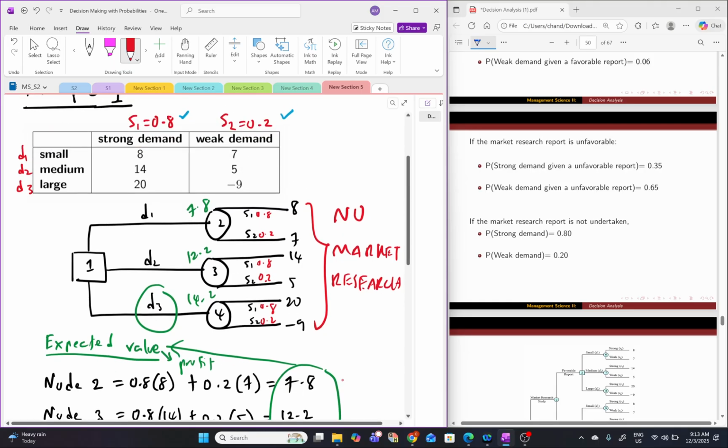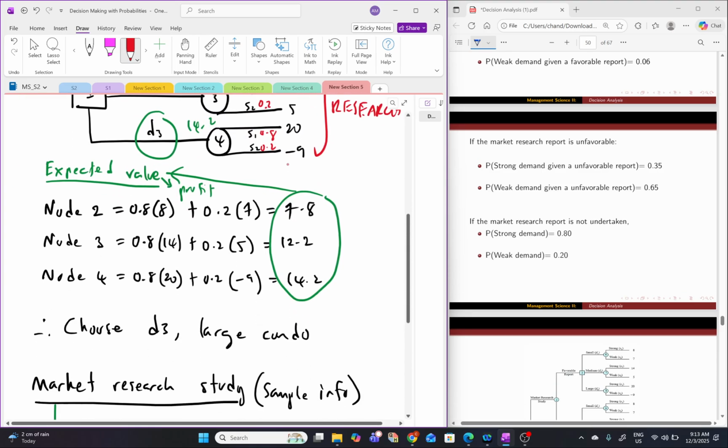How many probabilities do you have? Only for state of nature, 0.8, 0.2, that's it. This is how you do. Okay. Now the market research comes into the picture. So things are getting bigger now. Things are getting more complicated. We're going to design. No market research, kita buat macam ni. Apa kita punya keputusan? D3. Dengan market research, tengok sama ada kita nak pilih D3 ke D apa.